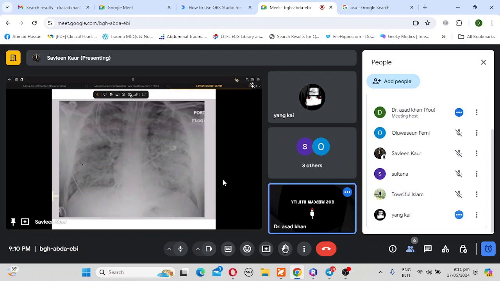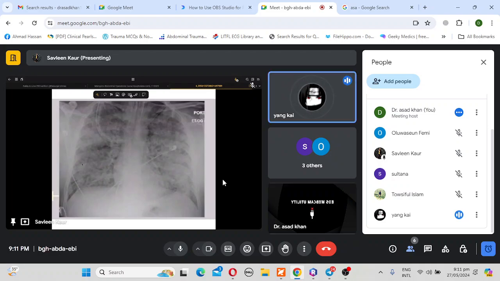Okay. So, what is Berlin criteria? It defines the ARDS severity, which is mild, moderate, and severe, in which we see the partial pressure of oxygen and fraction of inspired oxygen ratio. In mild, it is 200 to 300. In moderate, it is 100 to 200, and in severe, it is less than 100.